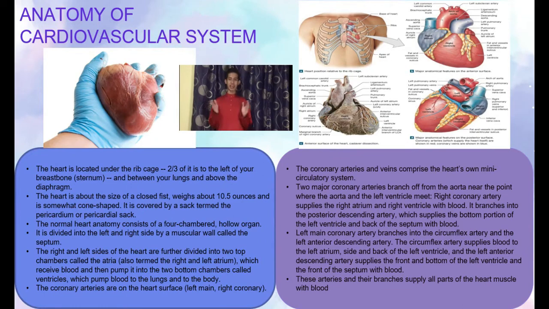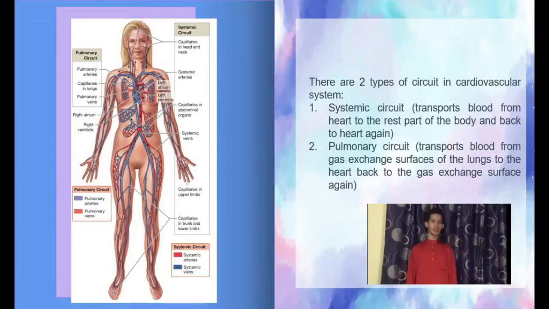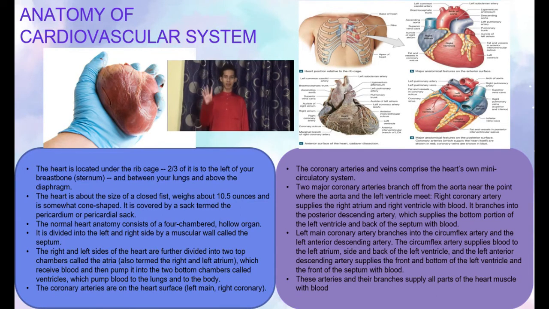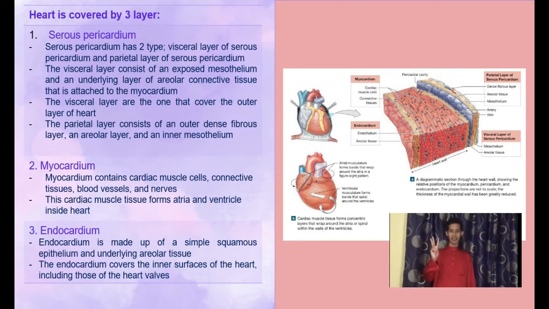Hello, I am Adi and I am going to present about the anatomy of the cardiovascular system. The heart will pump out blood. It needs to go through two types of circuit, which are first the systemic circuit and the second one is the pulmonary circuit. The heart is located under our rib cage. 2/3 of it is located to the left of our breastbone. It has 4 chambers, which are right and left atrium, right and left ventricle. It is covered by 3 different layers: serous pericardium, myocardium, and also endocardium.